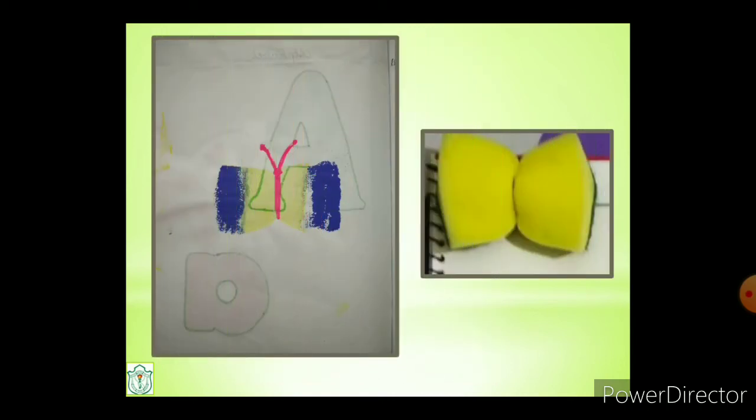On the left hand side page, you have to make a butterfly with the sponge. I have given a picture of a sponge. This way you have to put a rubber band on the sponge, and after that you have to apply yellow color and blue color on the sponge, and print a butterfly on the left hand side of the notebook page.